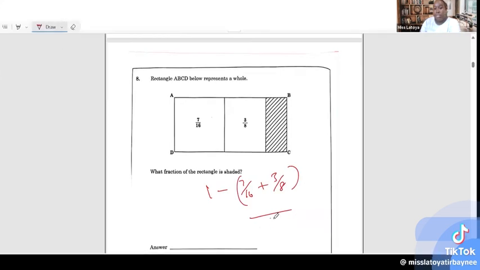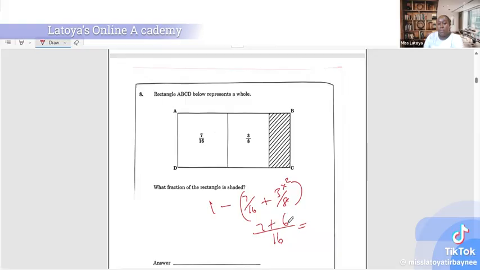The LCM of 16 and 8 is 16. 7 plus 8 into 16 is 2. 3 2s are 6. 7 plus 6, we're getting 13 over 16. To get what's remaining from the whole, we subtract 13 over 16 from 16 over 16. We are going to get 3 over 16. So what fraction of the rectangle is shaded? It's going to be 3/16.